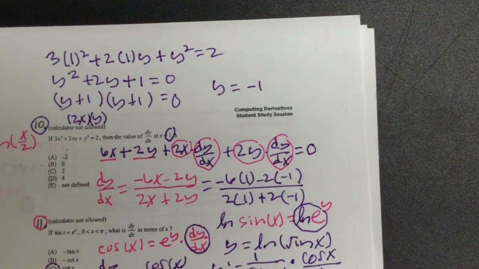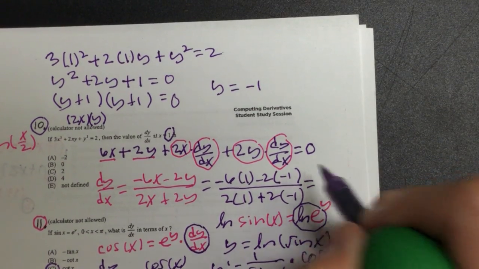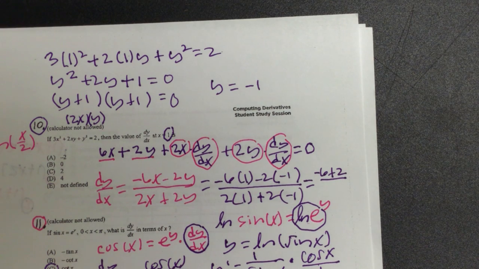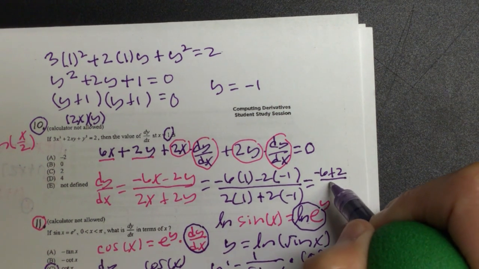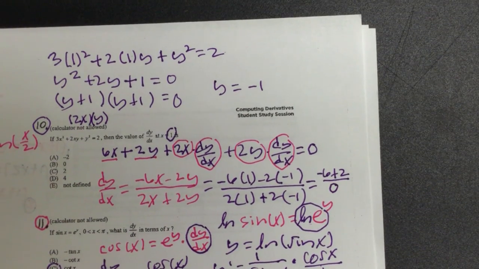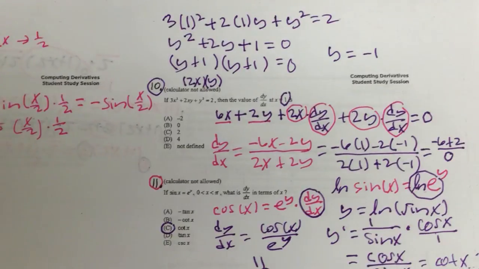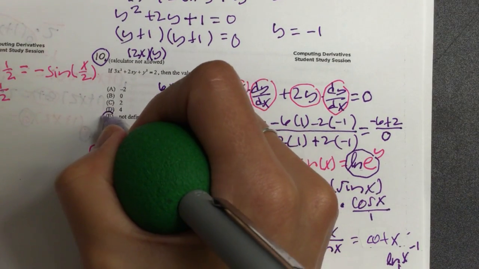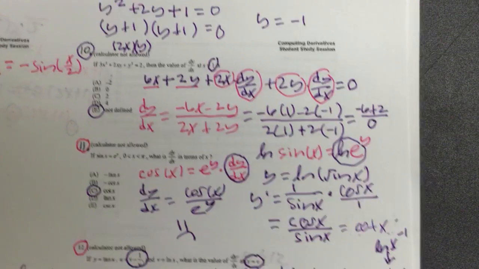So let's plug it in. Let's do the math on the side. We get negative 6 plus 2 on top. What about on the bottom? 2 minus 2. Which is 0. Can we divide by 0? So which has to satisfy that? Divided by 0 is not defined, as in undefined.